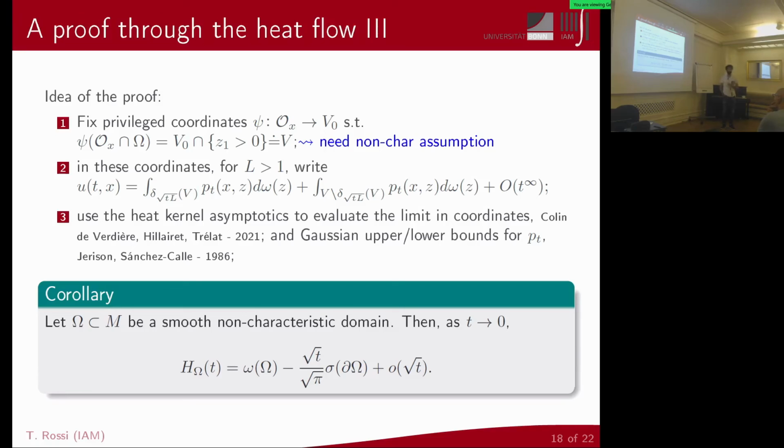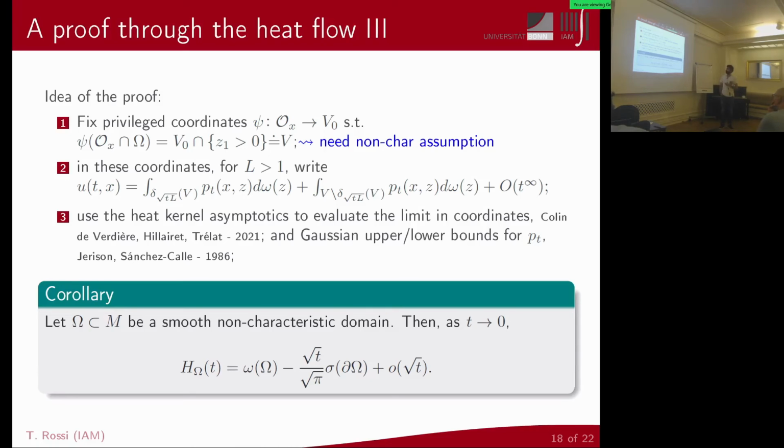So first of all, we start by fixing a set of privileged coordinates which are adapted to the boundary of the domain omega. This means that in particular these are also tubular coordinates, and this construction can be done only if we don't have characteristic points. So immediately at the beginning this assumption still enters in the picture. Once we have these privileged coordinates, we want to express then u in these coordinates, and we can distinguish 2 main regimes of the behavior of u.